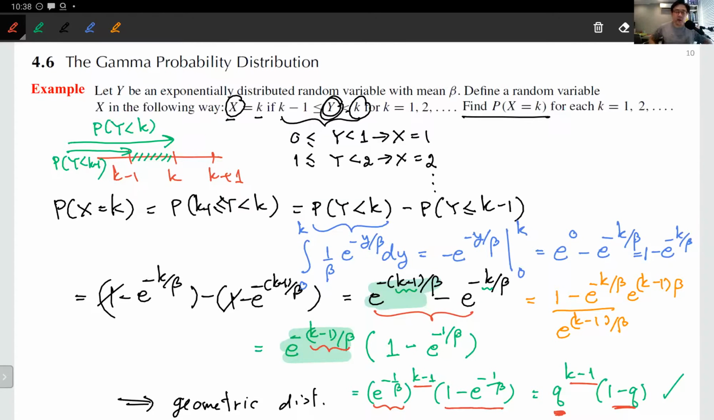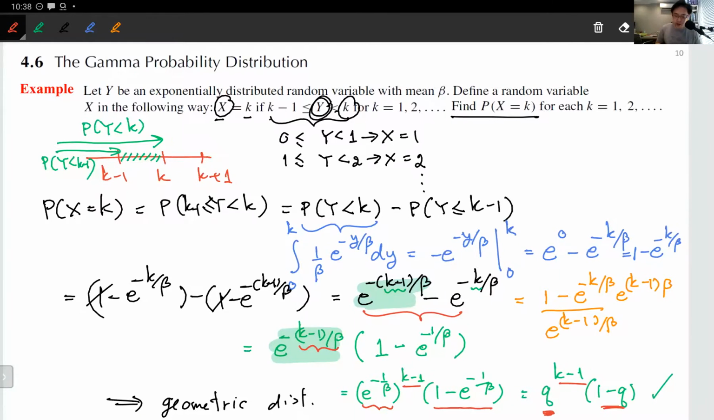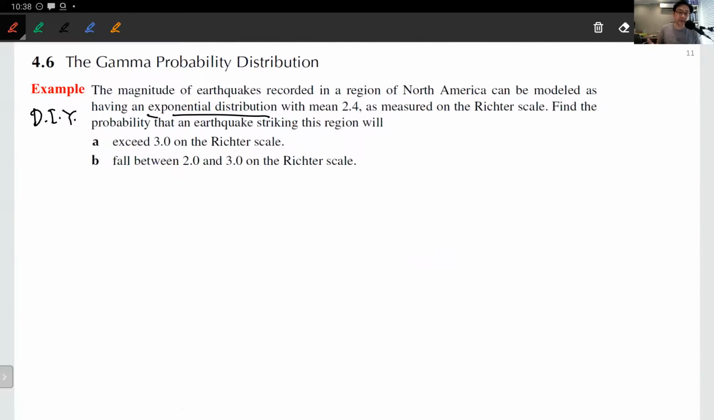But that's just for fun. The message I just want to get across is that it turns out the geometric distribution has the memoryless property as well, because it has the exponential mechanism behind it. So the geometric distribution is also memoryless. That's kind of cool. For a numerical example, I suggest you try it.